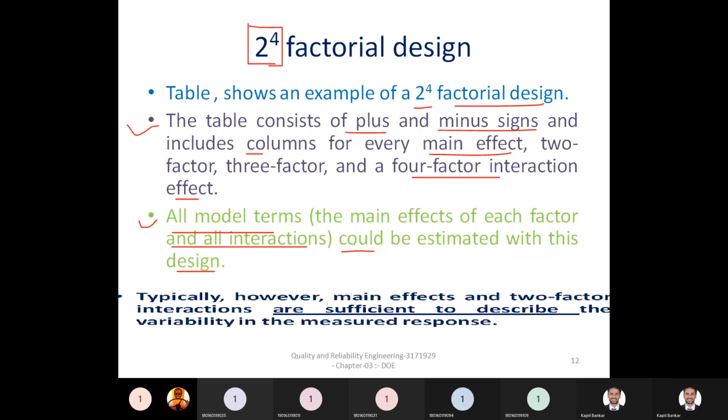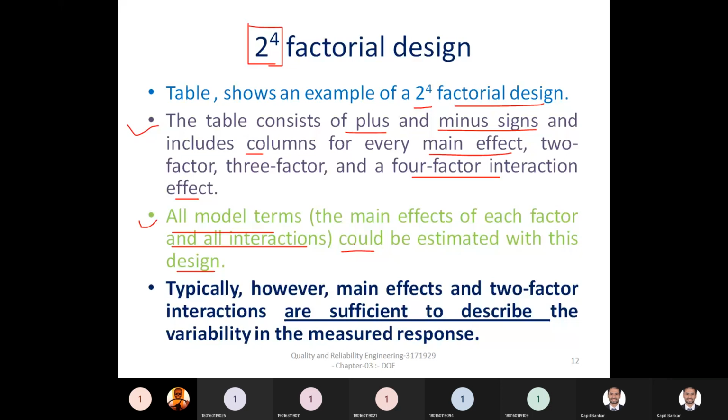Means all the combinations, all possible combinations can be determined with the help of this 2 raised to 4 factorial design. Typically, however, the main effects and two-factor interaction effects are sufficient to describe the variability in the measured response. This is the most important statement.